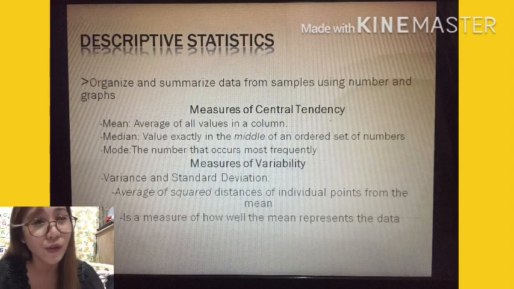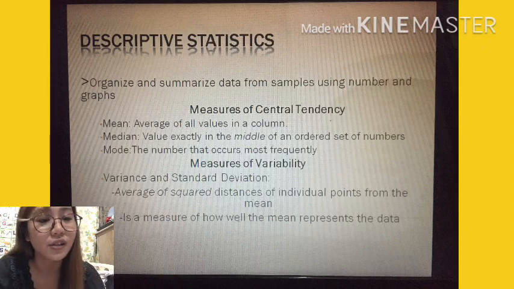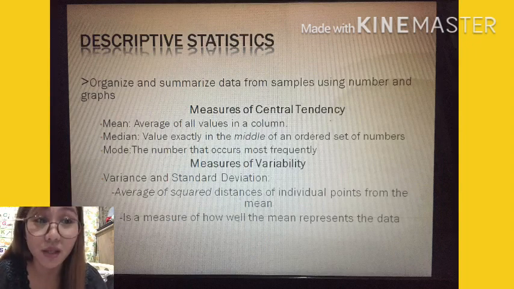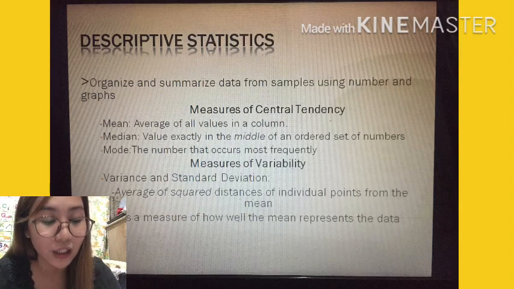We can also describe our data in descriptive statistics using the range, variance, and standard deviation. A variance is the average of square distances of individual points from the mean. And also the standard deviation is the measure of how well the mean represents the data. Standard deviation quantifies how much the values vary from one another.